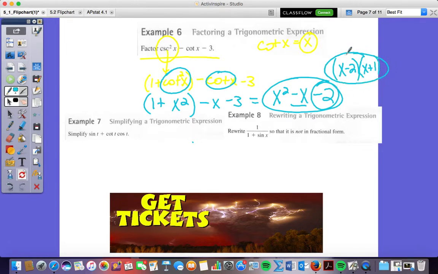And instead of putting x in, what do we put in? Cotangent. So we would say cotangent of x minus 2 and cotangent of x plus 1. Questions on that? Okay, do you see how we kind of use some of these strategies to help us? Let's do this. Let's go to number on your homework.